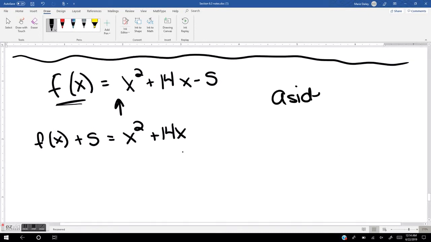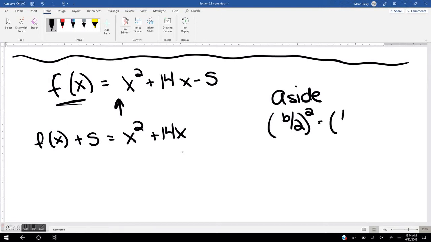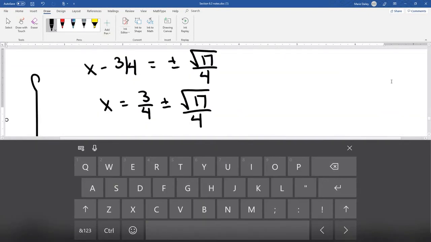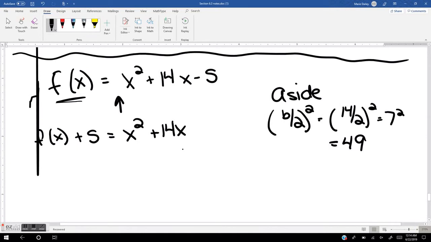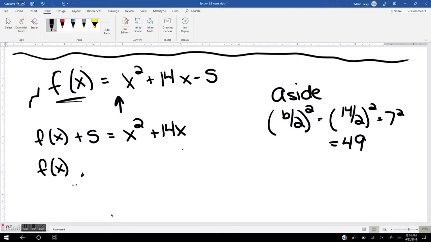Just like before, we're going to go ahead and create the aside. It's going to be b over 2, and we're going to square it. So again, that's going to be then 14 over 2 squared, which is 7 squared, which is then 49. Add then the 49 to both sides. So f of x then plus 5 plus then my magic number of 49 equals x squared plus 14x plus 49 then on the right hand side.